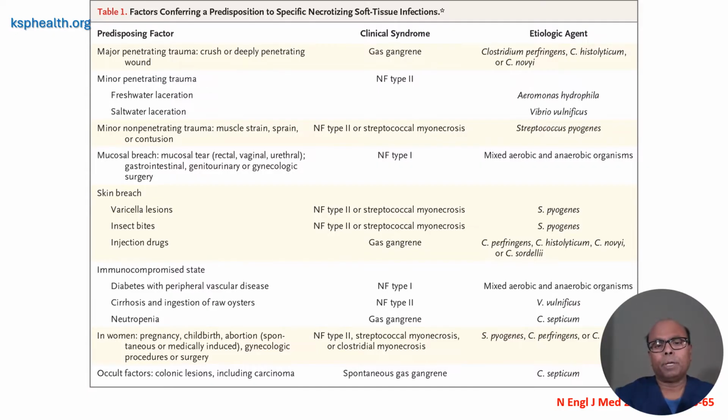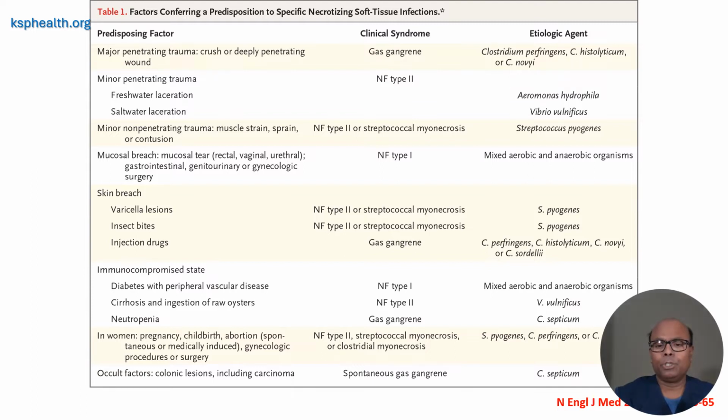In major penetrating trauma, the major organisms are Clostridium perfringens, histolyticum, and novyi. That causes gas gangrene. In minor penetrating trauma, it could be from freshwater laceration caused by Aeromonas or saltwater laceration, Vibrio vulnificus. In non-penetrating trauma, the major cause is Streptococcus pyogenes. When there is a mucosal breach like a rectal, vaginal, or urethral tear, or GI, genitourinary, or gynecologic surgery, it is often caused by mixed aerobic and anaerobic organisms.